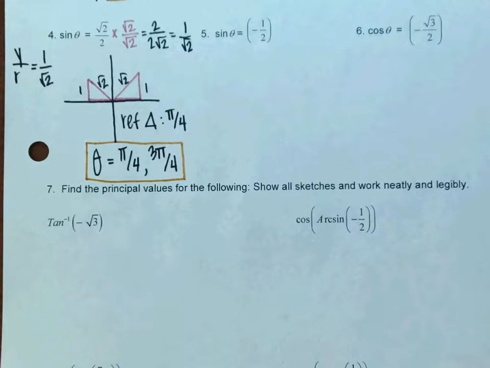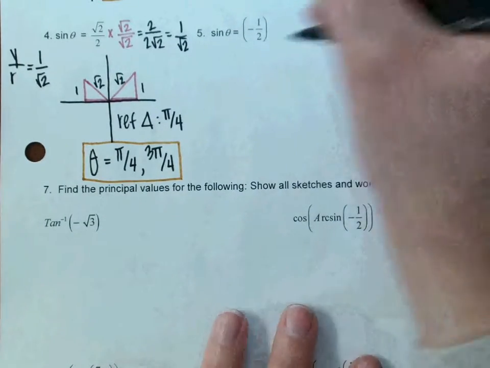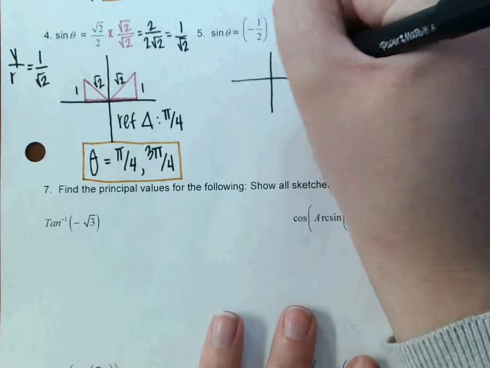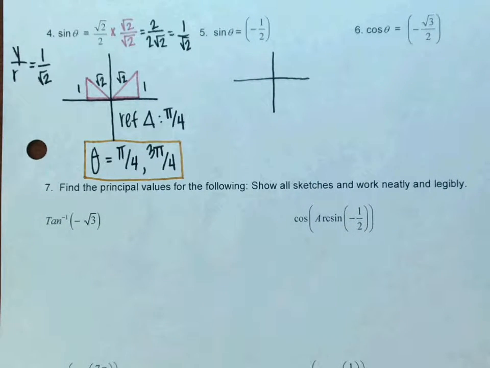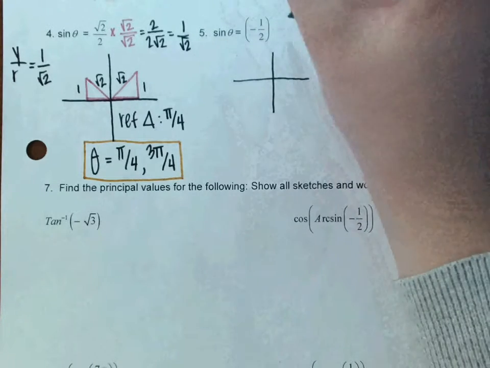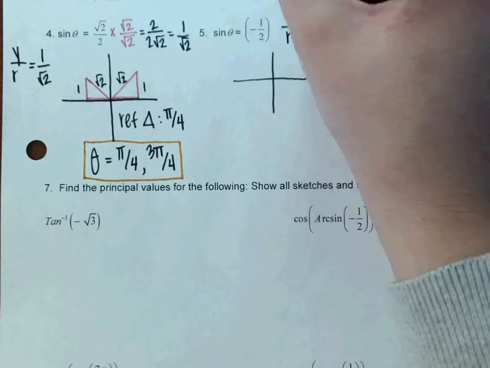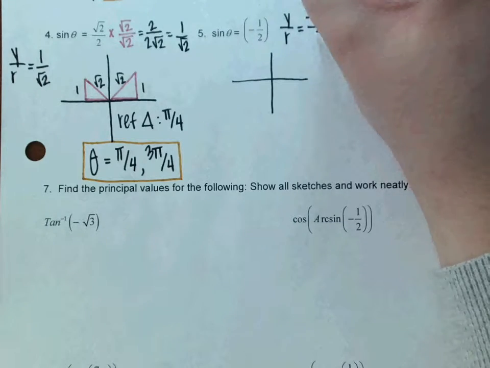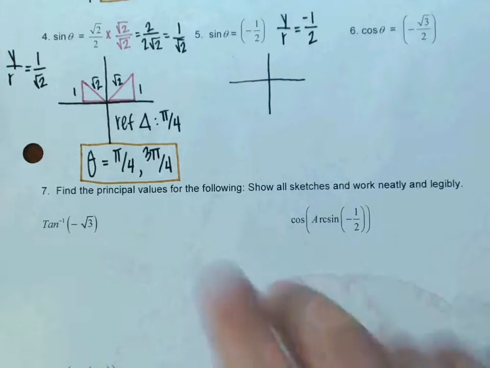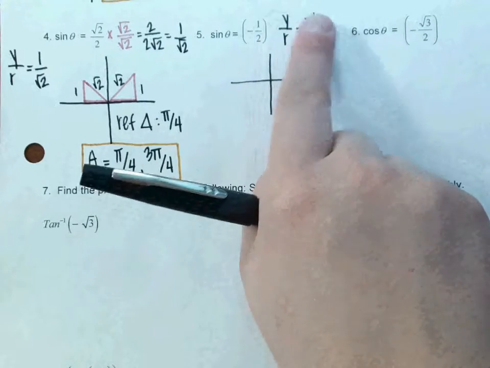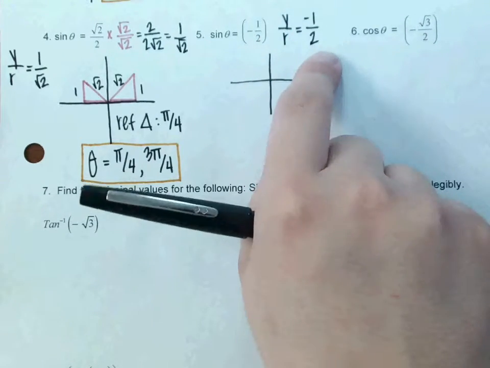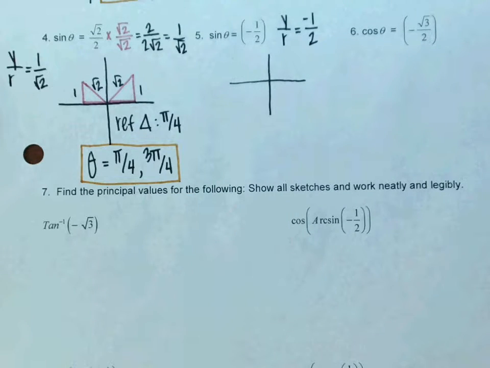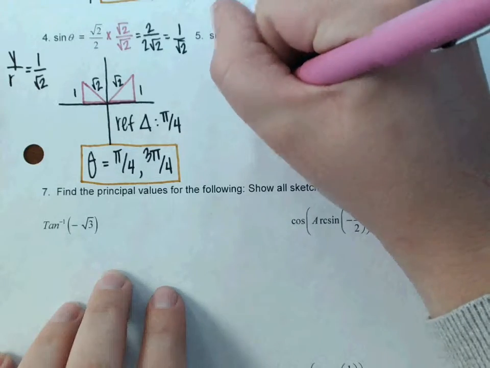Okay, next one, sine theta equals negative 1 over 2. So those are proper side lengths, so we don't need to do anything different. We just need to identify our y value and our r value. So which value is the negative going to go with? I think I heard a y. So that means y is -1 and r is 2, because like you said before, r can never be negative. So what quadrants is y negative in? 3 and 4.